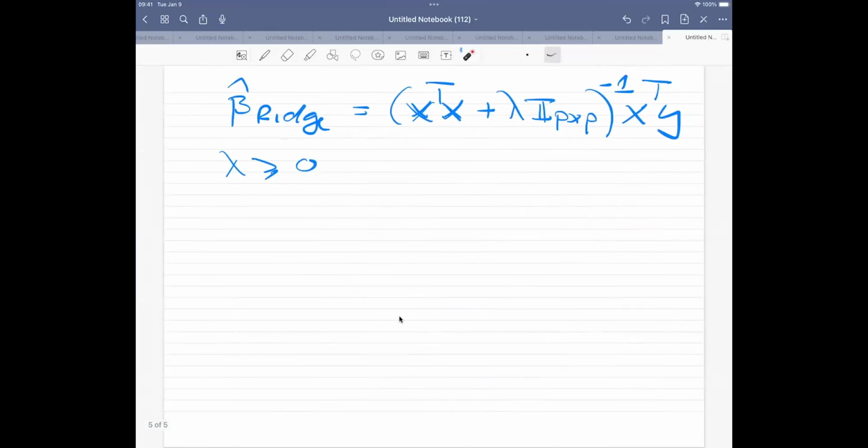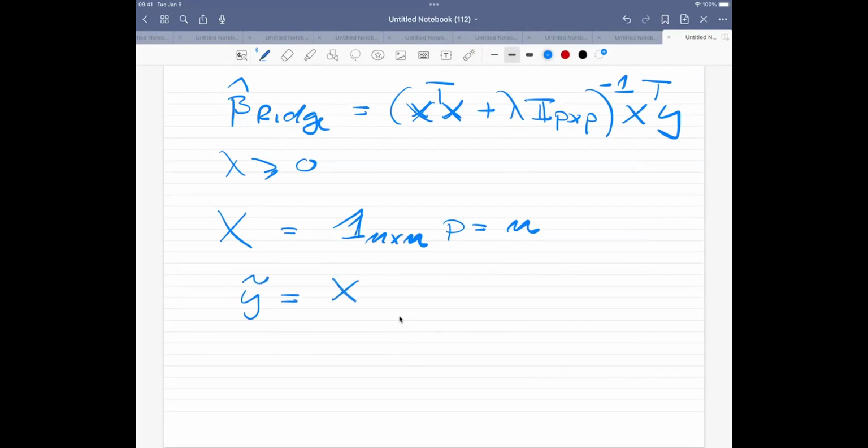Now, one of the things which we are going to look at now is a simple case. We are going to assume now that X, the matrix, is just equal to the identity matrix. And we are going to assume that p is equal to n. So this is an n times n matrix. So that means that when we look at ordinary least squares, Y tilde is equal to X times beta, and this is just going to be equal to beta.